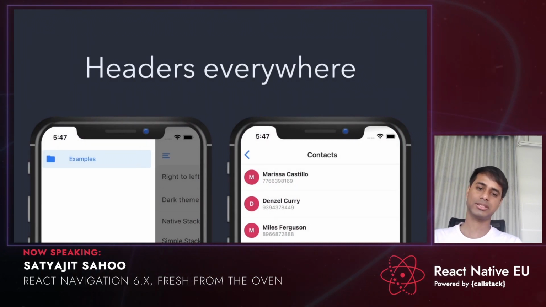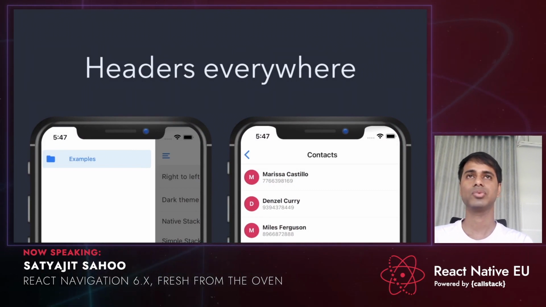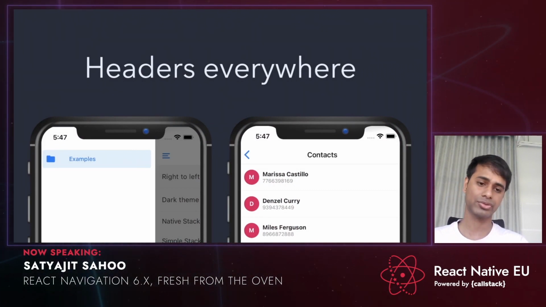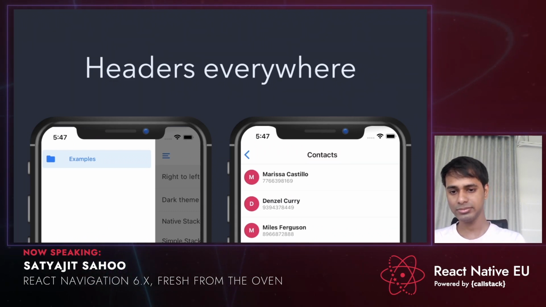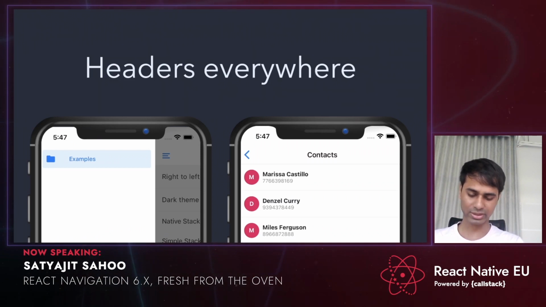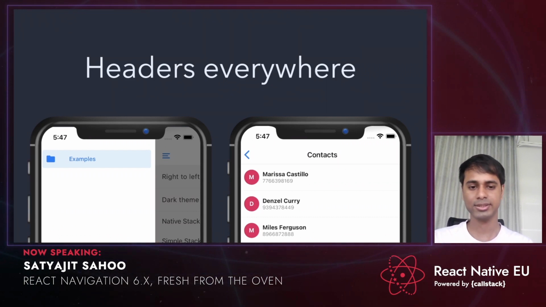So another common reason for nesting was headers. Previously, when we wanted to show a header in a tab, bottom tabs, or drawer, we had to nest a stack navigator inside, because they did not render a header by default. So what we do now is we render a header by default in drawer or bottom tabs, and then you don't need to nest anything because it's already there.